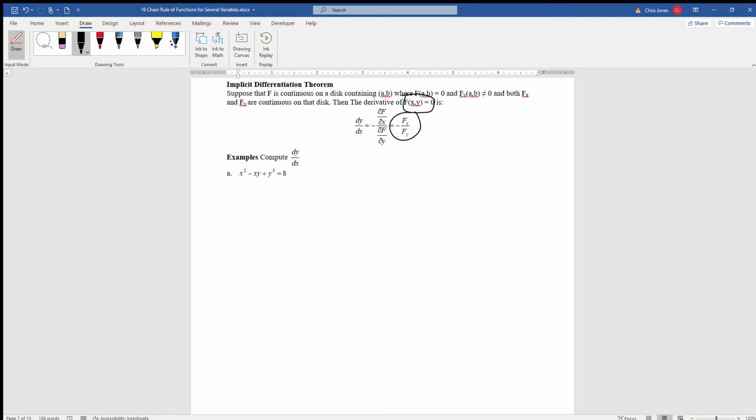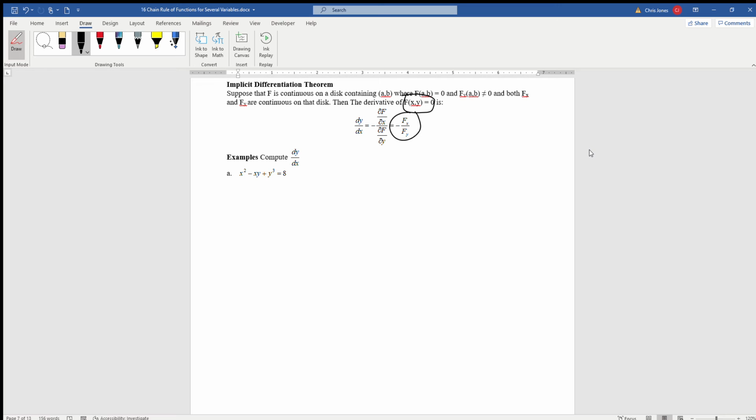I'm going to show you an example where we do it the old way, and then I'm going to show you how easy it is to use the implicit differentiation theorem, where you can just take fx, fy, divide them, and take the opposite. So let's take a look at this relationship: x squared minus xy plus y cubed equals 8.